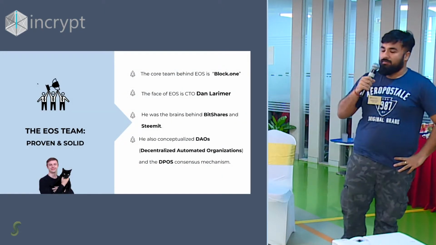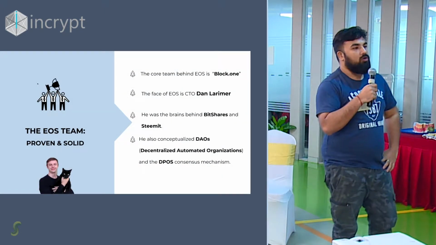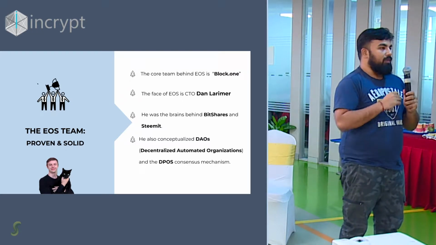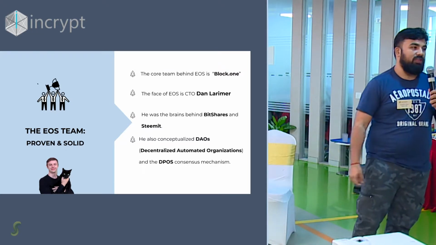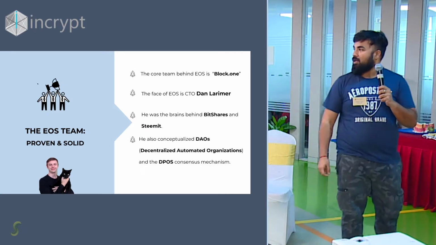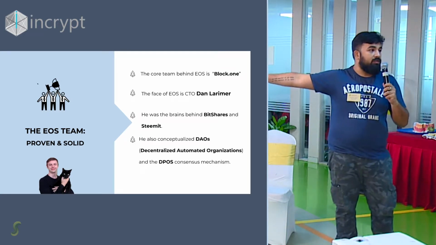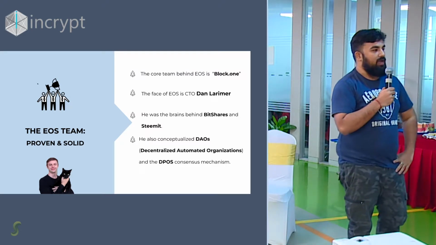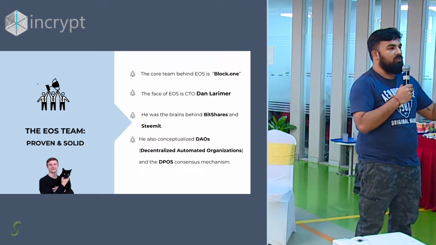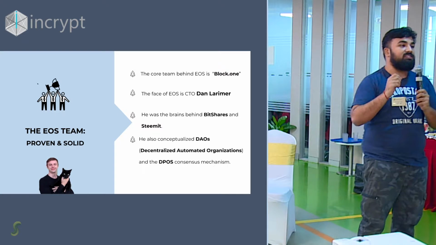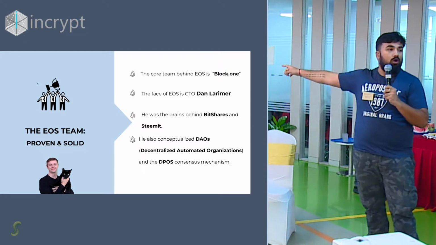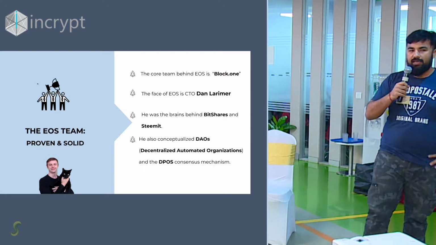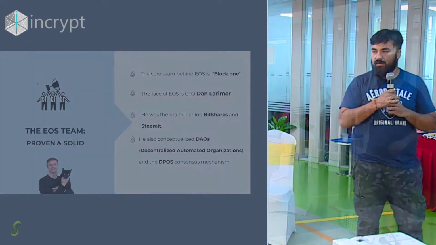Now about the EOS team, the core team is block.one, but I guess the main superstar or the face of the system is Dan Larimer, and I chose this photo because cats make everything awesome. He is the face behind Steemit and BitShares, and he also came up with the idea of DAOs, which is decentralized autonomous organization, not automated, there's a mistake there. And he came up with the DPoS consensus mechanism.